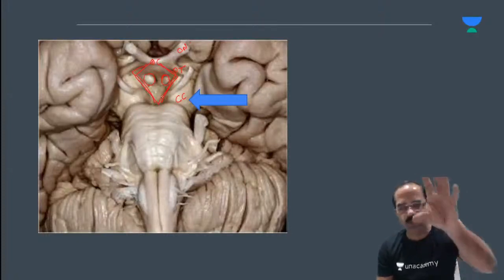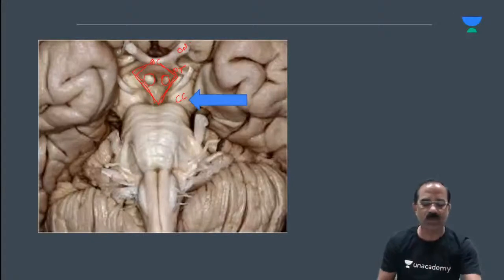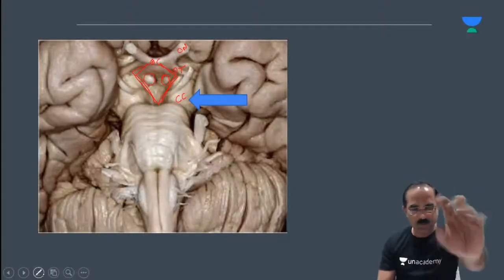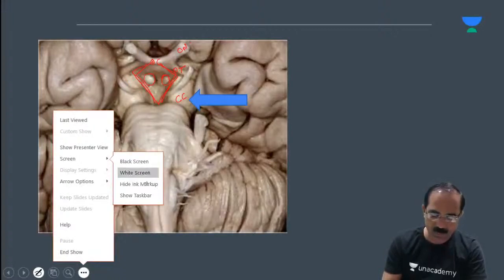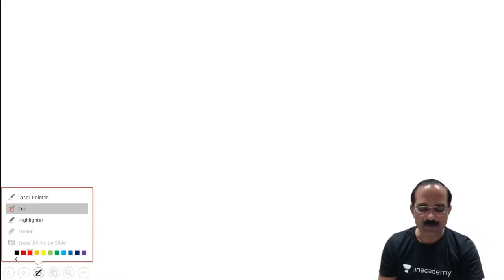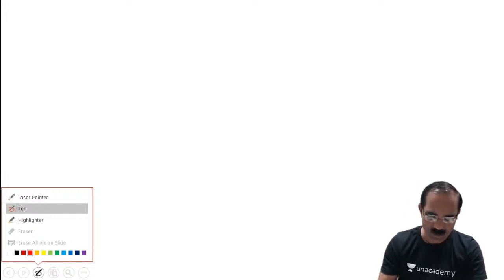What is this rhomboid shaped structure? What is this diamond shaped structure here? No, it's not the fourth ventricle. What is this diamond shaped structure? I'll draw this for you. बोल सकते हो? हाँ. Yes, you're somewhere close. Yes, Adi. Yes, what is that?